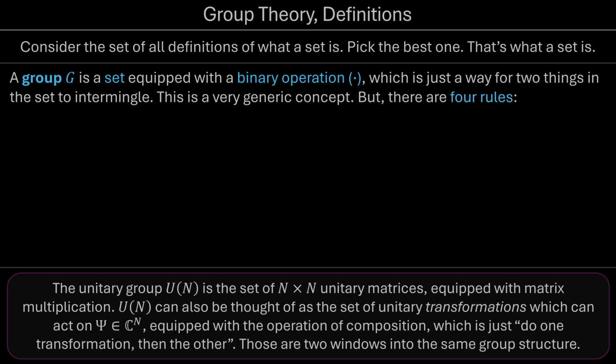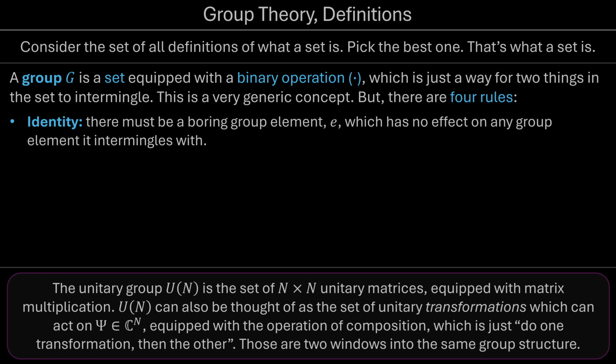But in addition to being a set with a binary operation, to be a group, it has to follow 4 rules. So first, there has to be an identity element within the set. So let's call that E. Now the definition of the identity element is that whenever it intermingles with any other element via the binary operation, it has no effect on that element. So if you take the product of E and A, that equals the product of A and E, which just equals A, for any group element A in the group. Now here when I say product, I'm speaking generically. So if the operation is addition, then that would actually be the sum, you know what I mean? So for example, if our group is the set of integers equipped with addition, then the identity would be 0. Or if our group is the set of U1 elements equipped with complex multiplication, then our identity is the number 1.